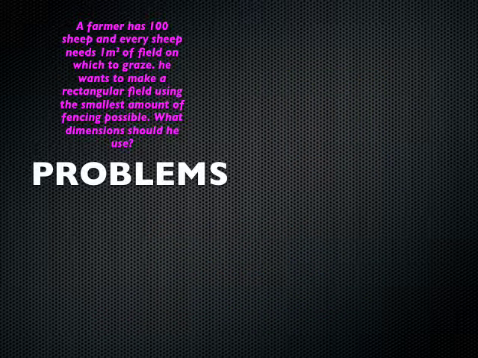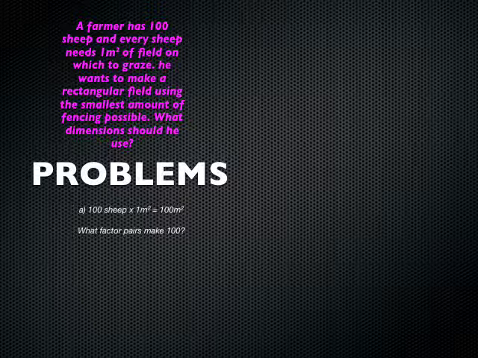Here is another problem. A farmer has 100 sheep, and every sheep needs 1 meter squared of field on which to graze. He wants to make a rectangular field using the smallest amount of fencing possible. What dimension should he use? Well, 100 sheep at 1 meter squared would mean that he needs a field of 100 meters squared. So we have to work out what factor pairs make 100?